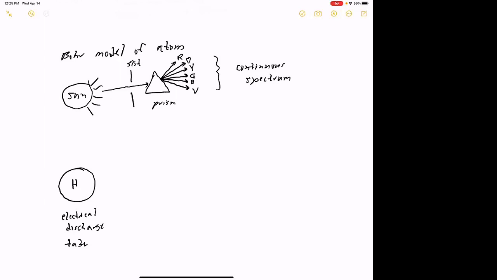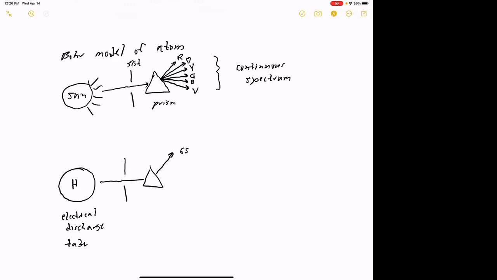Okay, so we can do the very same kind of thing. I can take some light from the hydrogen atom, run it through a slit and again, run it through a prism, just like I did before. And now you get a spectrum, but it's not a continuous spectrum anymore, okay? What you're going to get are individual lines at specific wavelengths.